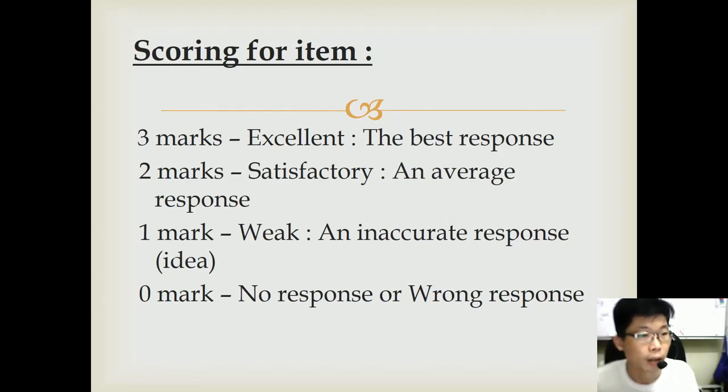So the scoring will be 3, 2, 1, and 0 mark. Okay, 3 mark is excellent, means perfect scoring. 2 marks is satisfactory, means average response. 1 mark is a weak response, which also show any idea of your answer. So 0 mark normally is for no response or the wrong response. Okay, so this is a scoring for the items in the paper 3.